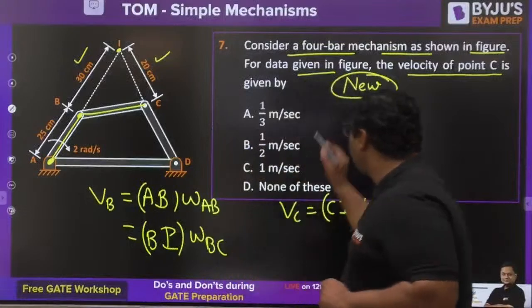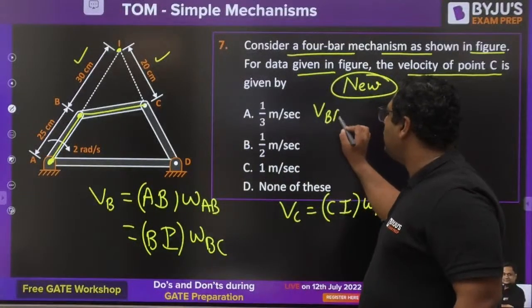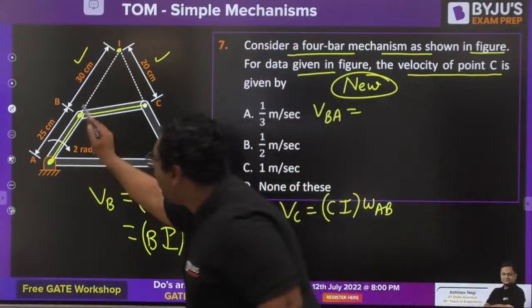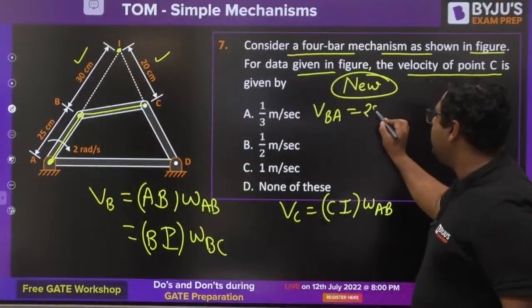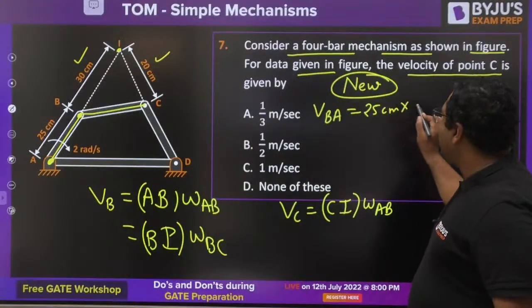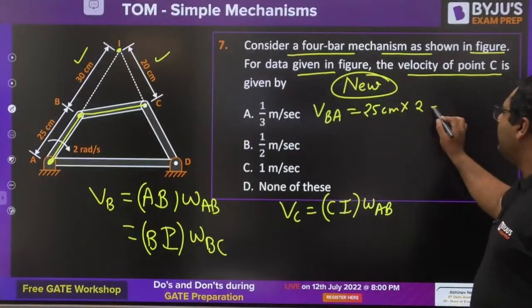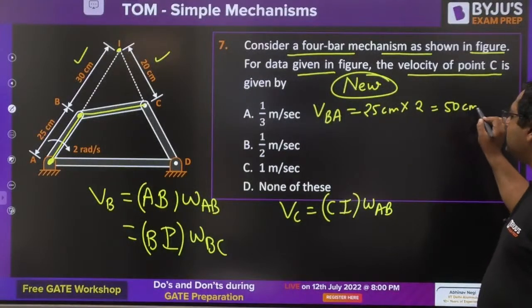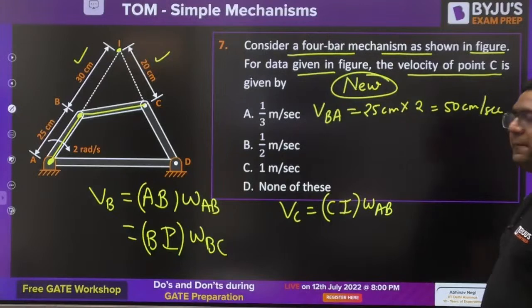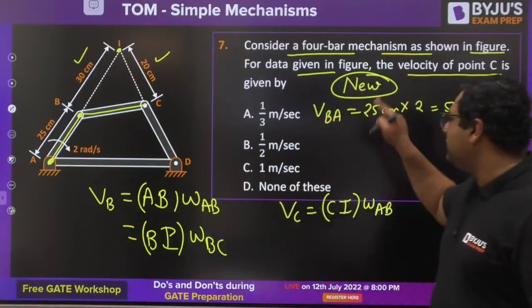So if it is rotating about A, AB into omega of AB will be the velocity of B. So my dear, velocity of B with respect to A can be written as AB means 25 centimeters into omega 2. So this is going to be 50 centimeters per second. Okay, this is going to be the velocity of B with respect to A.